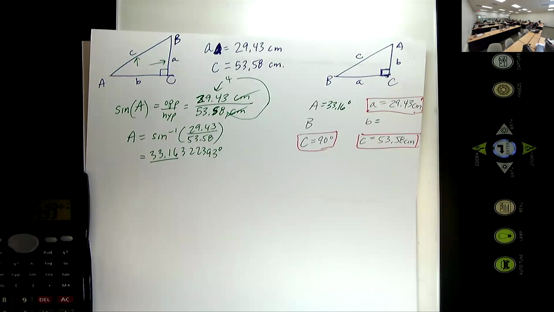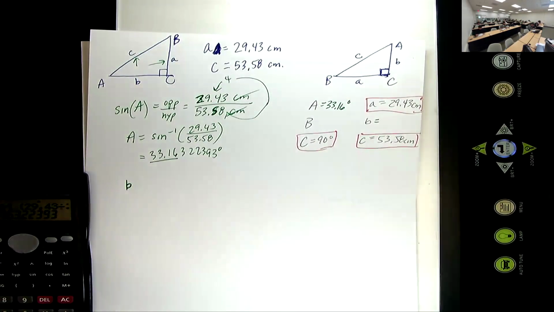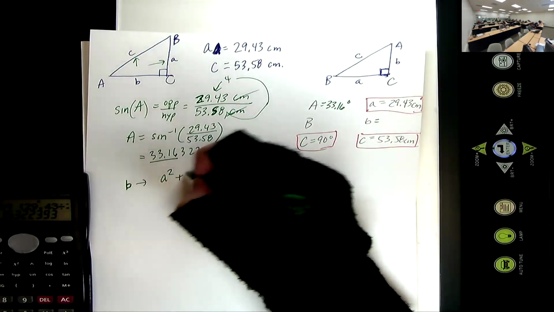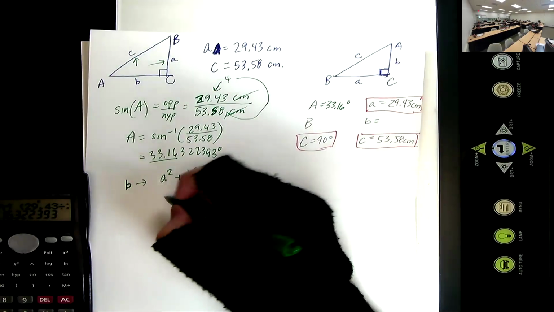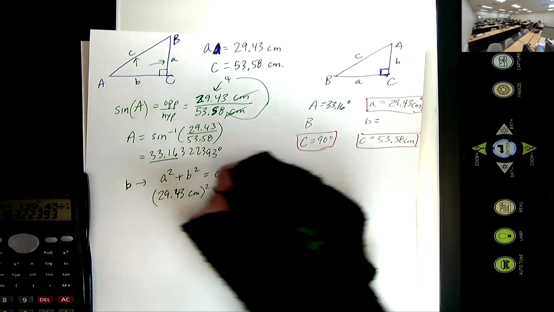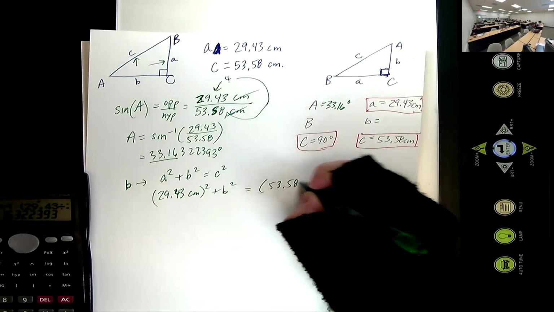Alright, what should I go for now and how should I go for it? Well, you gotta find B, so you can plug in the other ones. Little B. Sorry, little b. We actually don't need little b to find big B. But if you wanna go for little b next, that's fine, how should I do it? A squared plus B squared equals C squared. Yeah, easy. We have little a and we have little c, let's use them. So we've got 29.43 centimeters squared, plus B squared equals 53.58 centimeters squared.